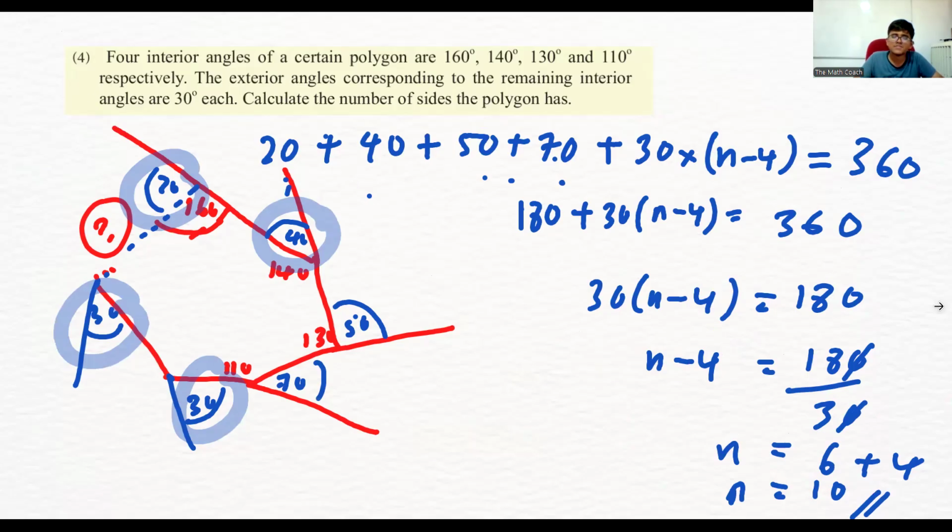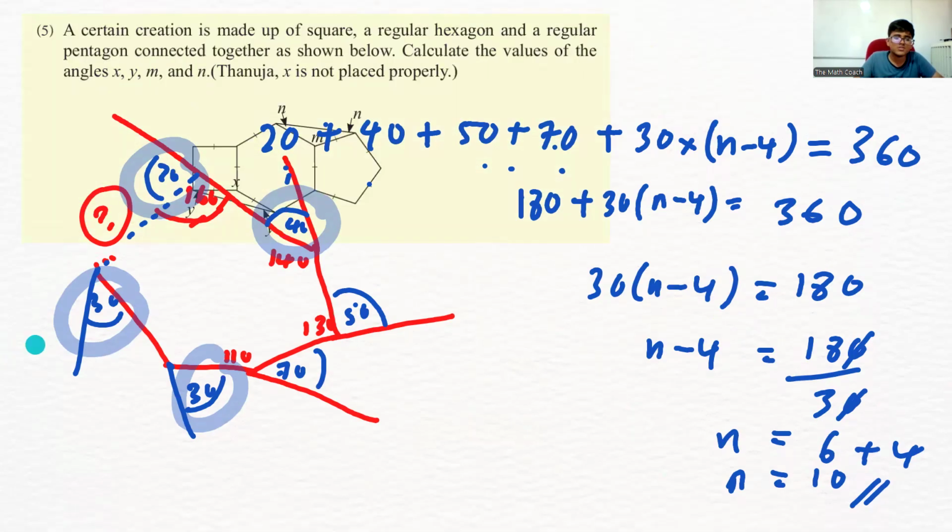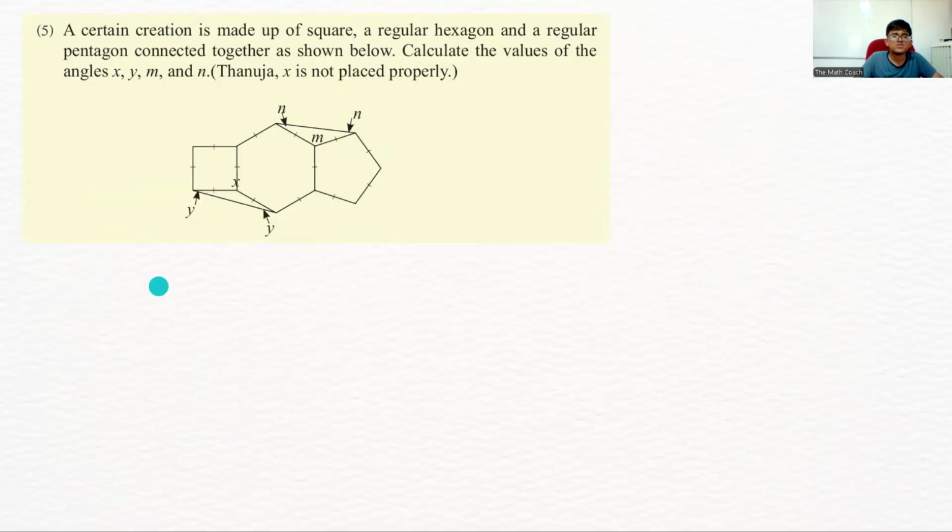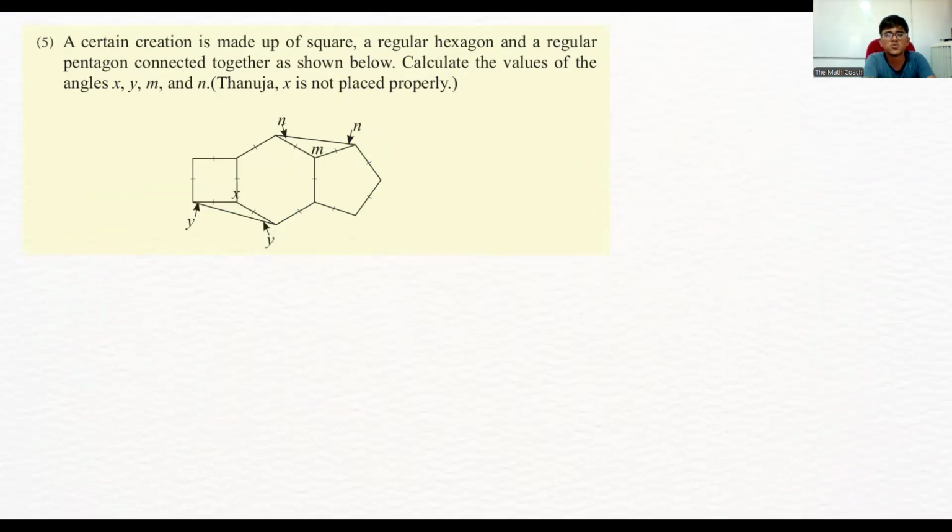Right, let's go for the next one. Oh, this is a weird looking question here. A certain creation is made up of a square, a regular hexagon, and a regular pentagon, connected together as shown below. Calculate the values of the angles x, y, m, and n.